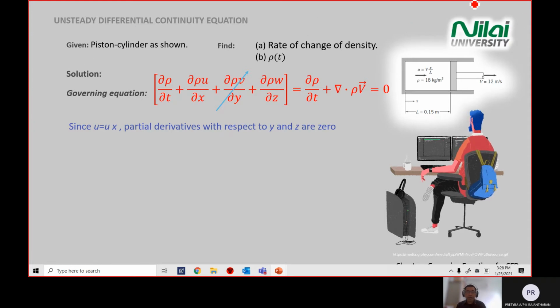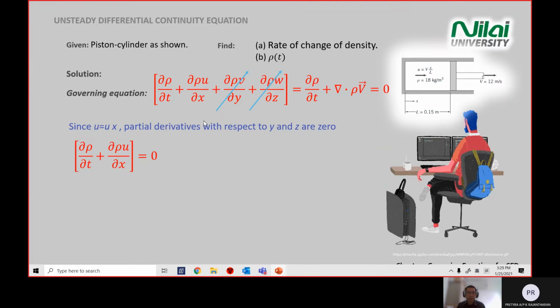Because we know from the equation here that u equal to Vx divided by L, the partial derivatives with respect to y and z are 0 because there's no velocity in the y and z directions. So if you go back to the continuity equation, your y and z terms are 0. You just simplify based on the statement from the question, and you look at the diagram, there's no movement in the y and z directions. So you cancel out the y and z components. Your continuity equation only has 2 terms left: del rho over del t plus del rho u over del x equals 0.